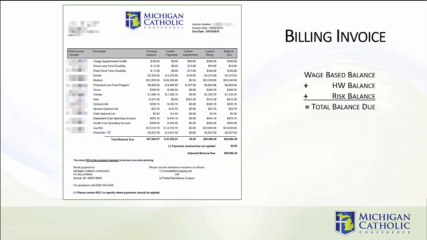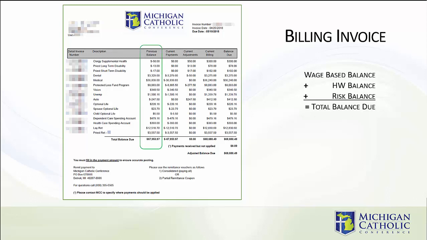Now that you have your invoices, let's take a quick look at the billing invoice. This is your unit's overall invoice. It lists all premiums due per program or plan, including risk, health and welfare, and wage-based benefits. At the upper right-hand corner of the invoice, you'll find the invoice number, date, and payment due date. The body of the invoice includes a description or the name of the benefit premiums being charged.